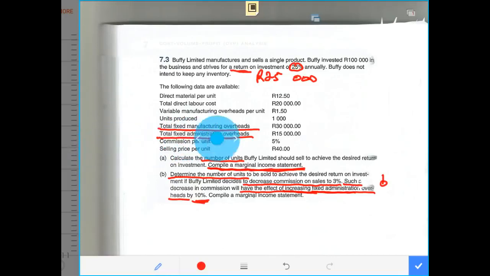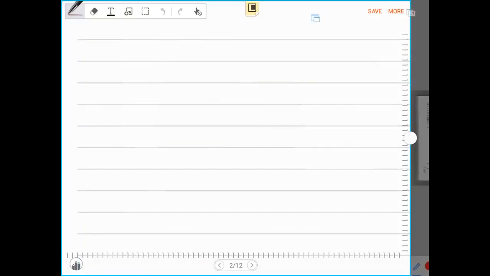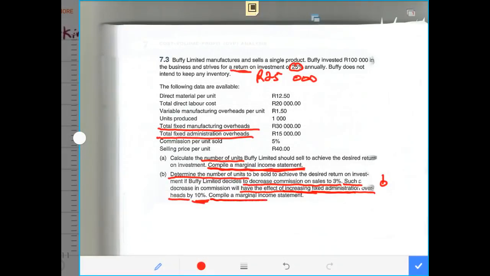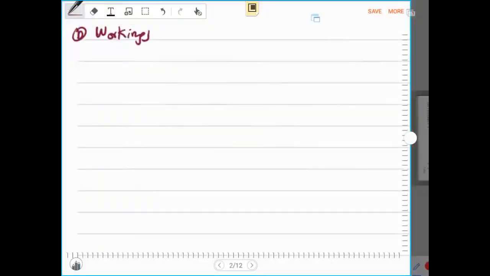In this case, you say fixed cost divided by contribution per unit. It does not change. This is number B. So now this is break-even point. Let me first do the workings, then after I do the income statement, because under number B they require us to compile a marginal income statement. But it's preferable that you start doing the calculations, then calculate the number of units before you do the income statement. However, each one is still correct.